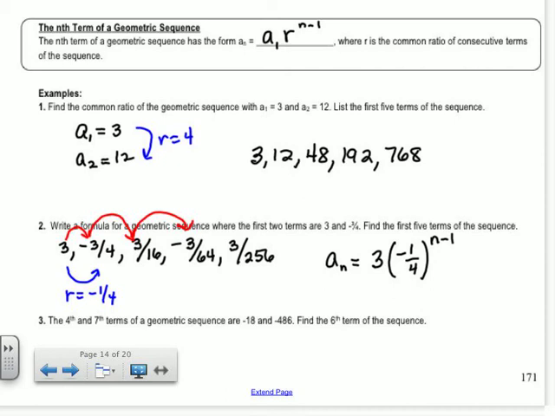Now, on the test, this is not negative 3/4 to the n minus 1. Why can I not multiply 3 by negative 1/4?